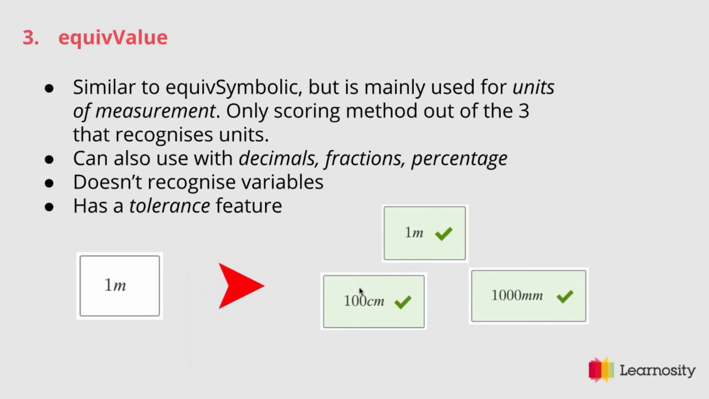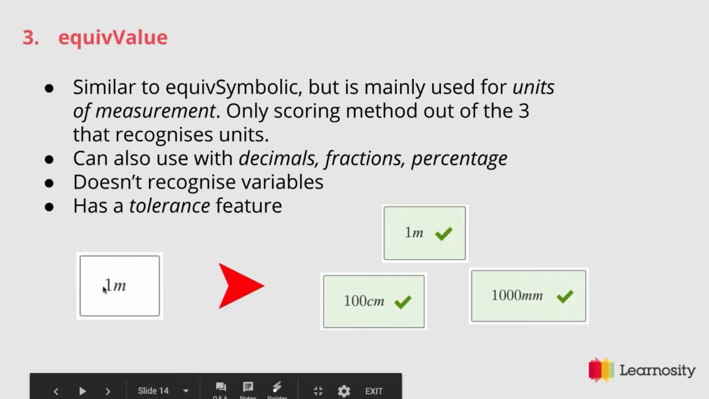And then we have equivalue. So equivalue is really similar to equivSymbolic in that it will score things that are mathematically equivalent to what you've entered in validation. But the difference is you would really use it when you're using units of measurement. It can understand units of measurement. So for example, we have here 1 meter. It knows that 1 meter is also 100 centimeters and 1,000 millimeters. So the other scoring methods aren't that clever with units of measurement.